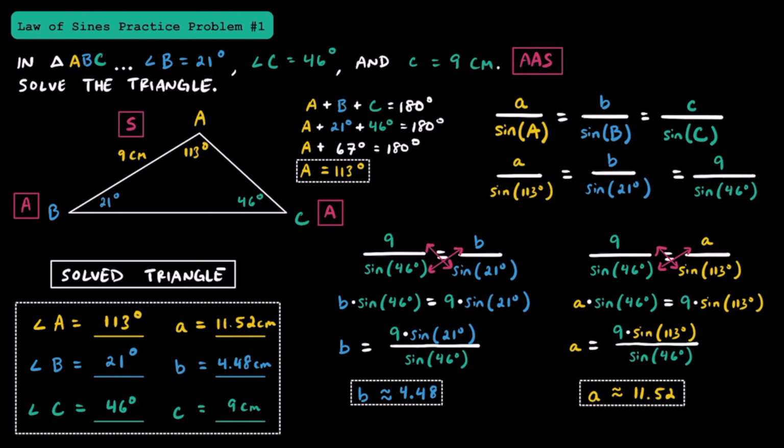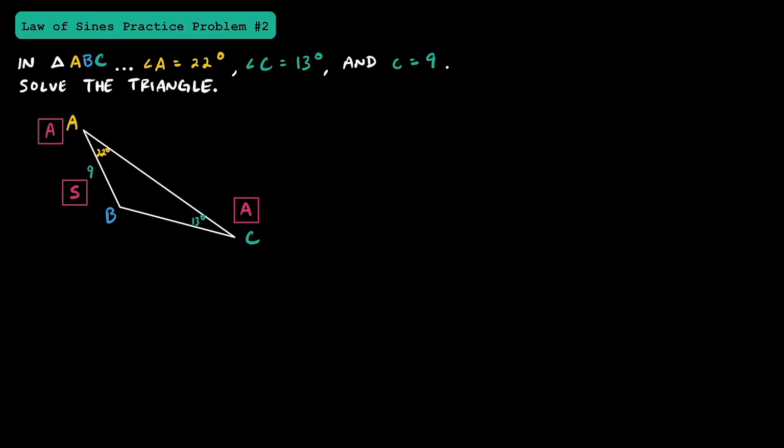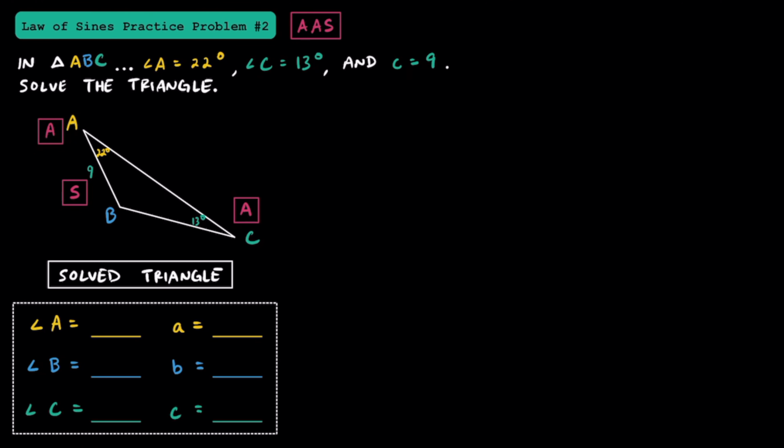Here's another practice problem using the law of sines. In triangle ABC, angle A is 22 degrees, angle C is 13 degrees, and side C is equal to 9. Solve the triangle. Let's start by sketching a triangle. Here's my drawing, and I made sure that angle C was smaller than angle A. Again, we have an angle and a side. And to solve the triangle, we need these 6 pieces of information.